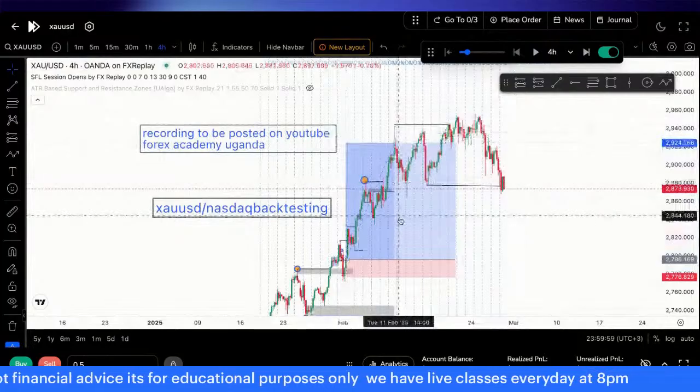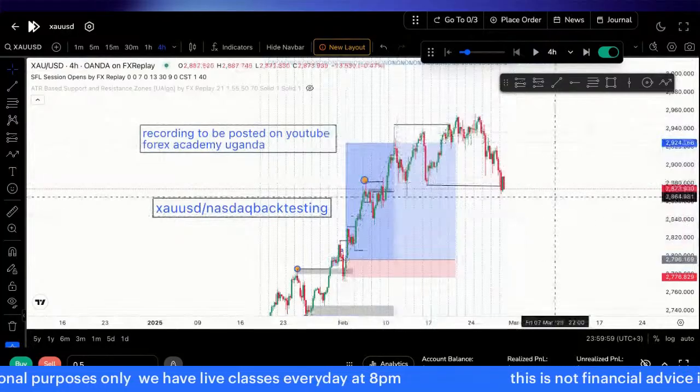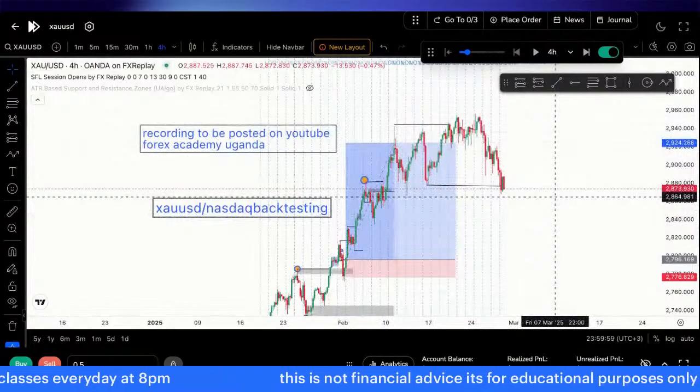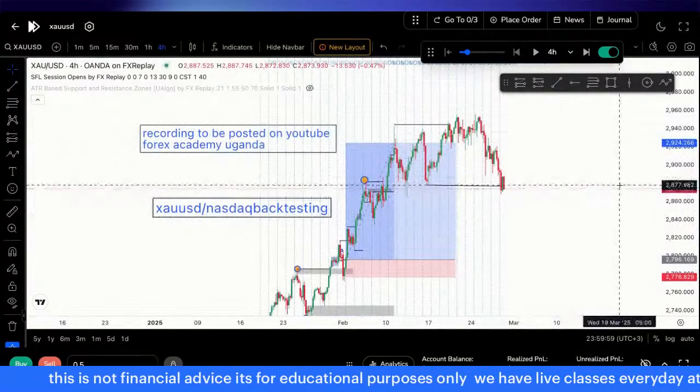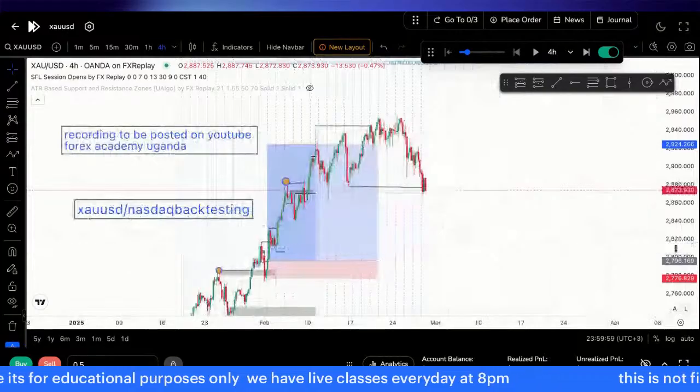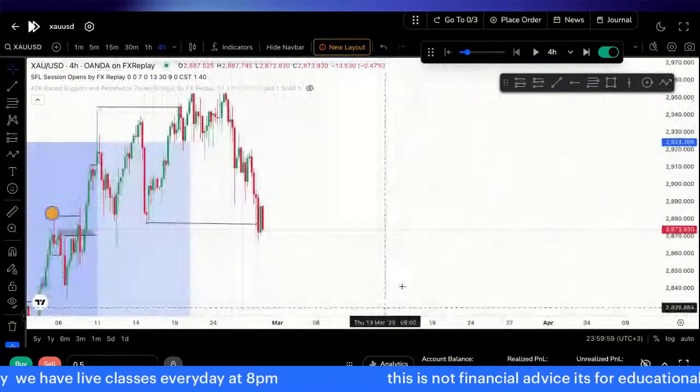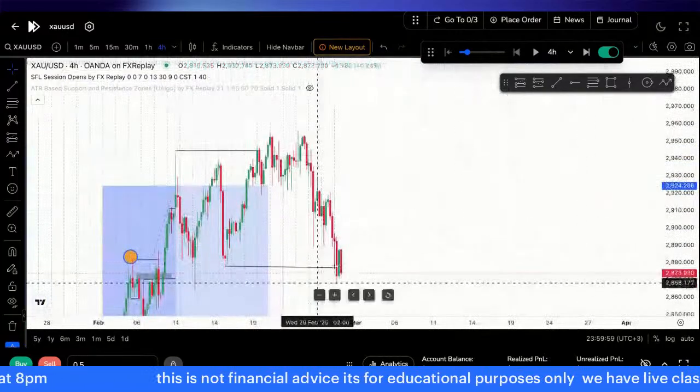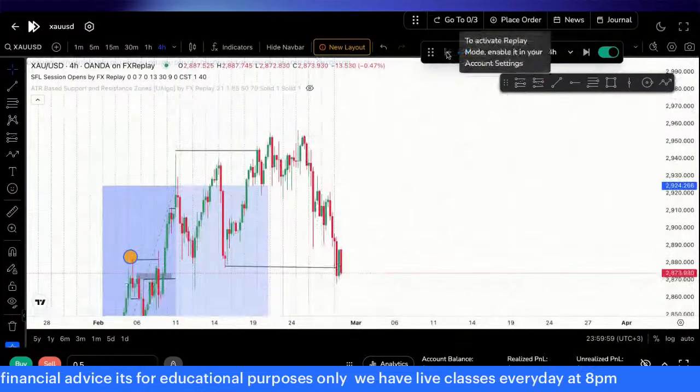Yeah, that's what I was saying. To pass phase 1, we made 8%. Yeah, we made 8% of it. So now we have an indication that the price is now bearish.